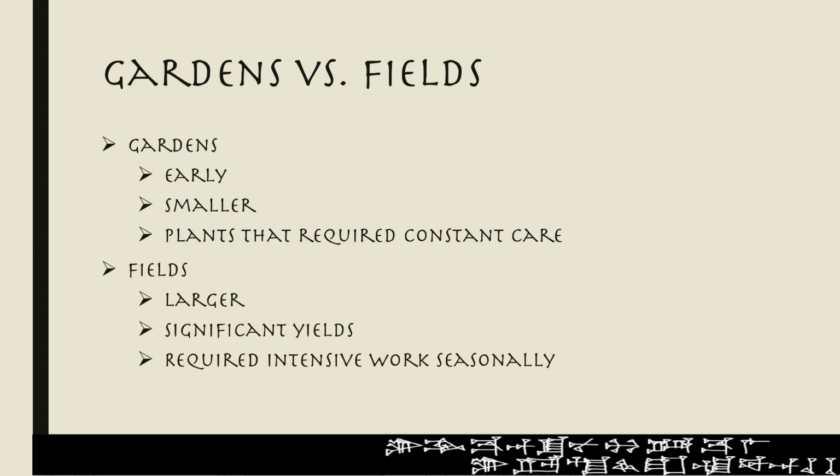Fields, on the other hand, were larger. They produced significant yields, and they did not require constant care, but seasonally there was an intensive amount of work that required a great deal of manpower, but again produced significant yields that could be stored. And these, both gardens and fields, were used in Mesopotamia to varying degrees in various places.